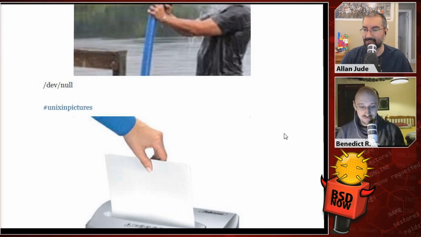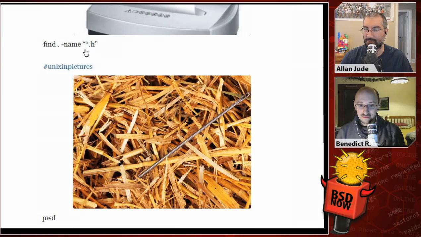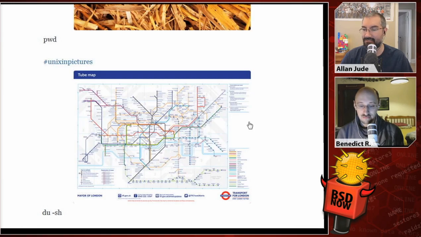For /dev/null, they have somebody feeding paper into a paper shredder. Next one is find in the current directory all files that end in .h. It's a needle in a haystack. Then they have pwd, print working directory, which tells you where you are right now in the directory hierarchy. Obviously you have the subway map of London. Yeah, the tube map.